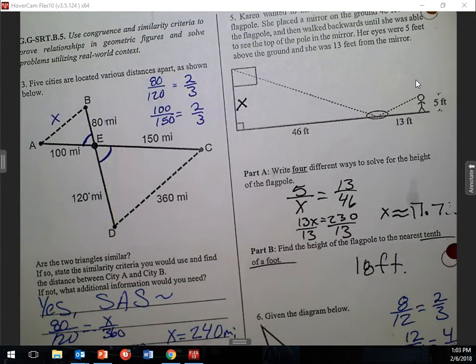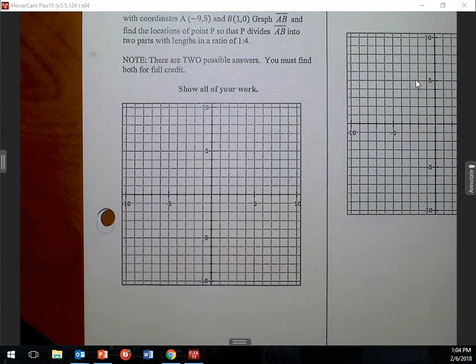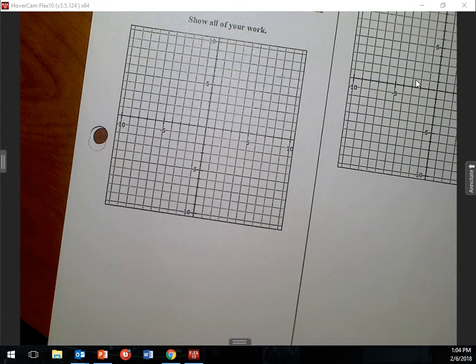Alrighty then, and so that leads me up to question number 7 and 8. I'm going to work on those ones tomorrow. I'm going to give you guys the rest of the time to try and work on your notebook.